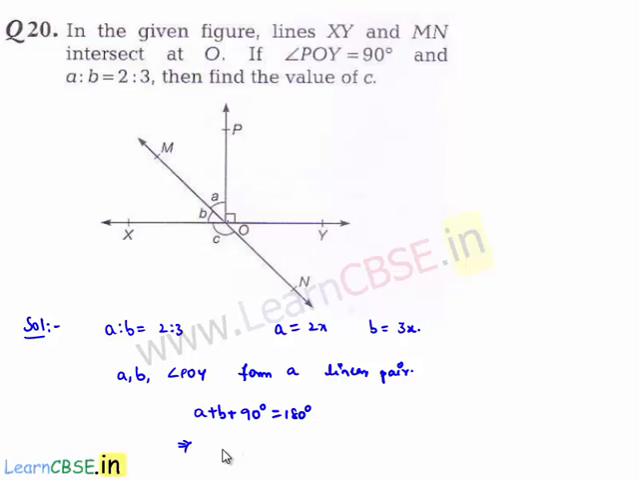That implies angle A is 2x plus angle B is 3x plus 90 degrees is equal to 180 degrees. That implies 5x is equal to 180 minus 90, that is 90 degrees, which implies x is equal to 90 degrees by 5. So finally we got x is equal to 18 degrees.